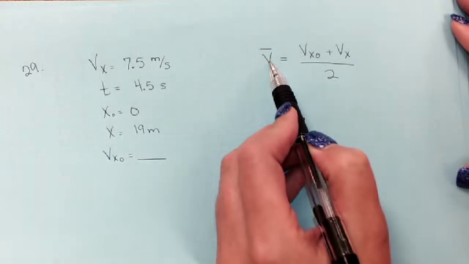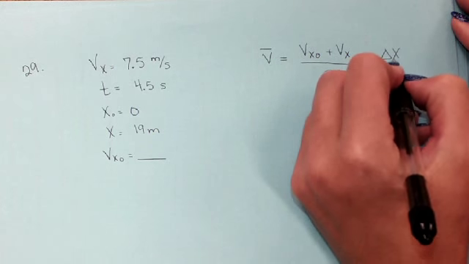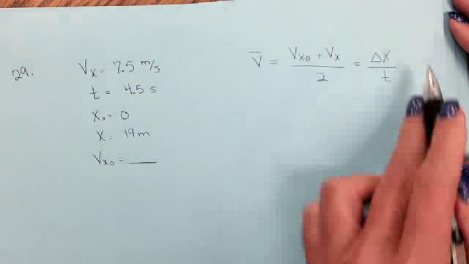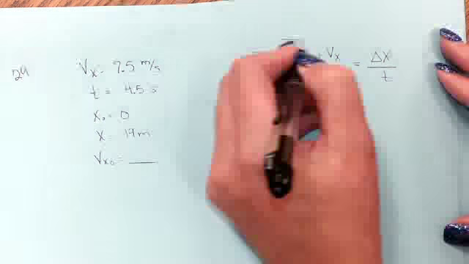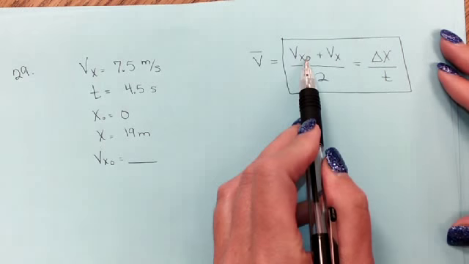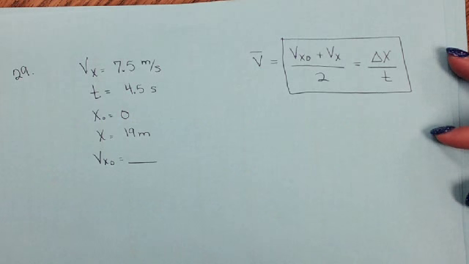But I also know that average velocity is equal to the change in x divided by t. So if I can equate all of these things, that means I can pick two segments and work with them. I'm going to pick these two segments and solve for Vx0. If you know what you're doing at this point, pause the video and work it out.